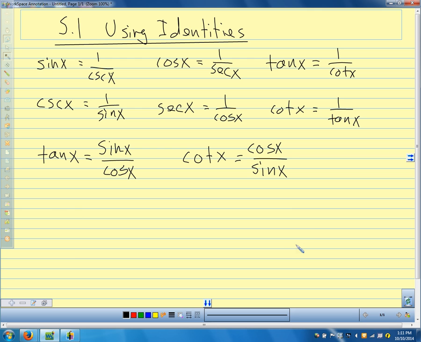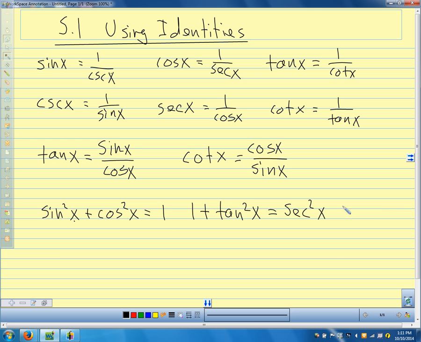And then we have probably the most important identities, our Pythagorean identities. Sine squared x plus cosine squared x equals 1. And then we have two more that came from that one. We have 1 plus tangent squared x equals secant squared x. And we got that one from dividing everything by cosine squared. And we could write the 1 in either place.